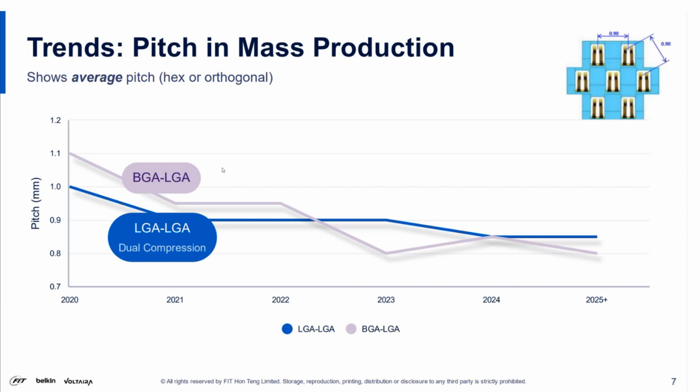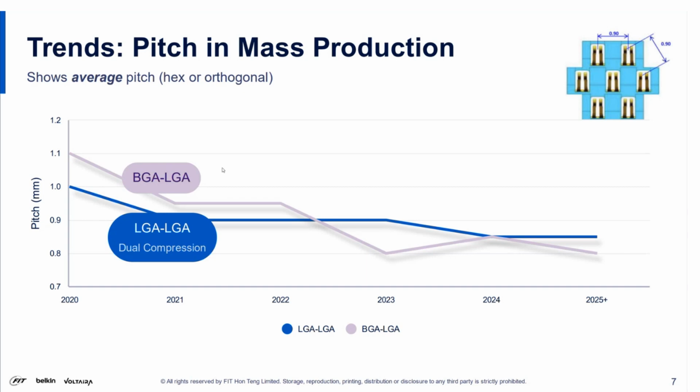Let's take a look at trends. In this slide here, this is the LGA pad or ball to ball pitch in mass production. Again, this shows the average pitch. And when I talk about this, I'm talking about whether the pitch is in a hex pattern, which is an example on the right-hand side, or orthogonal, where it's just a true XY. If we look at a BGA to LGA, and that's your typical CPU sockets like for Intel and AMD, there's a solder ball that reflows to the PCB, and then the LGA tip wipes across the LGA pad.